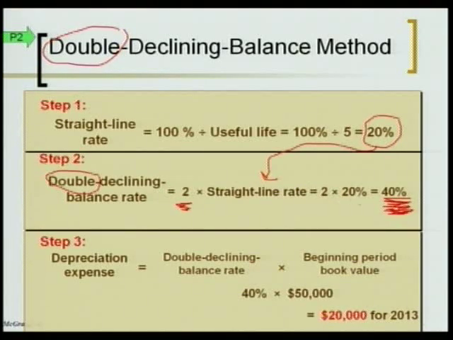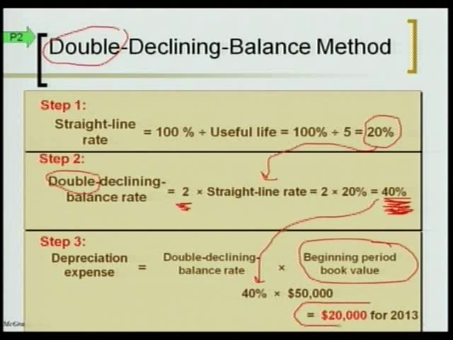Then what we're going to do is take that double declining balance rate each period times the beginning period book value. Now what does book value equal? Cost less accumulated depreciation. The beginning period book value as we begin is $50,000 minus accumulated depreciation of 0, because we haven't depreciated anything yet, right? So we get $20,000 depreciation for 2013. Okay? You with me?